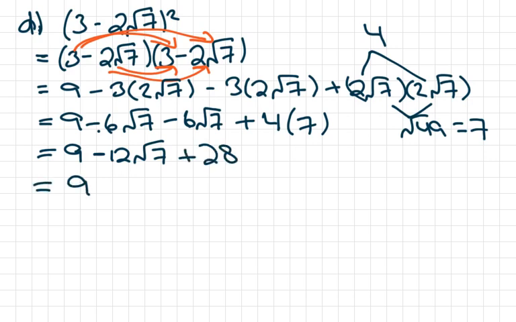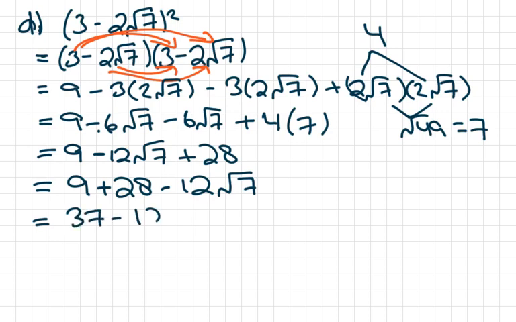So now I have 9 plus 28 minus 12 root 7, equals 9 plus 28 is 37. 37 minus 12 root 7. And that's as far as I can simplify that. All right, number 12.